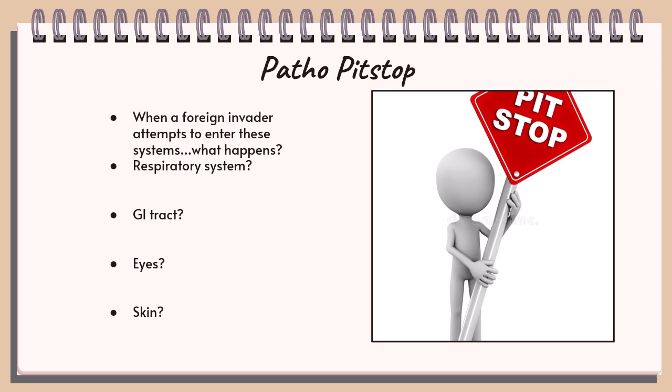Okay, so real quick, when a foreign invader attempts to enter the system, what happens in these systems? Let's talk about it. Say you inhale a bacteria that's trying to invade your respiratory system. What does it do in response? First, you'll have an increase in secretions, right? You start having a stuffy nose. You maybe start coughing. You're having an immune response to these invaders. Same thing with the GI tract, the eyes, and the skin.